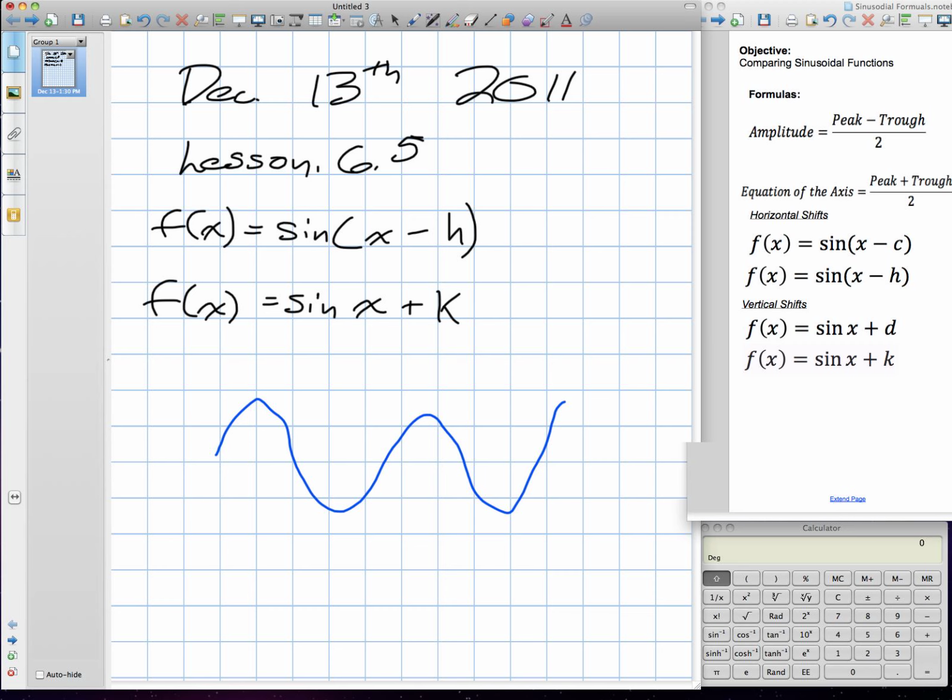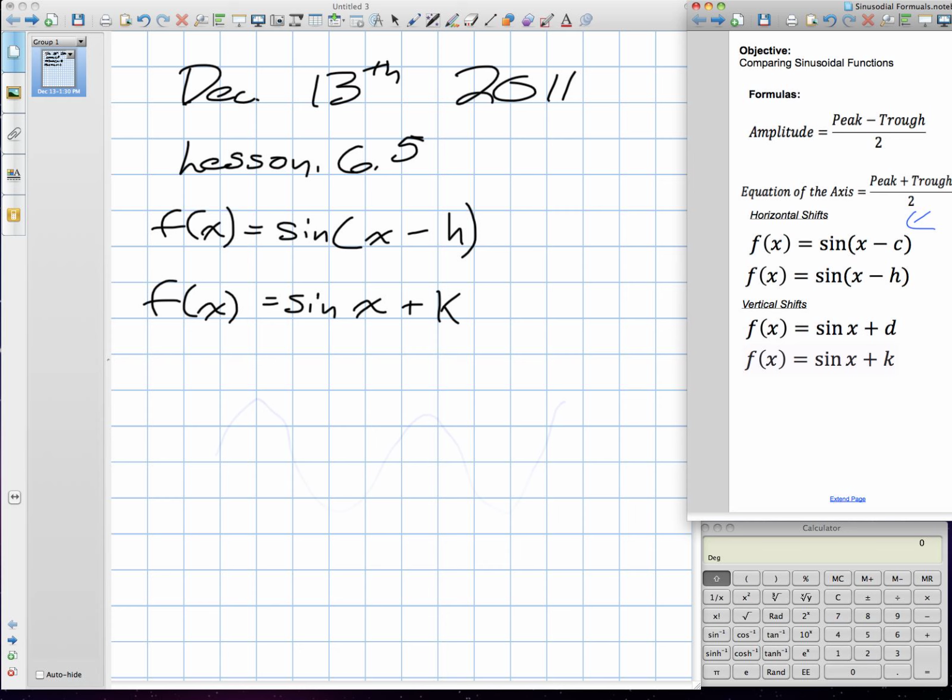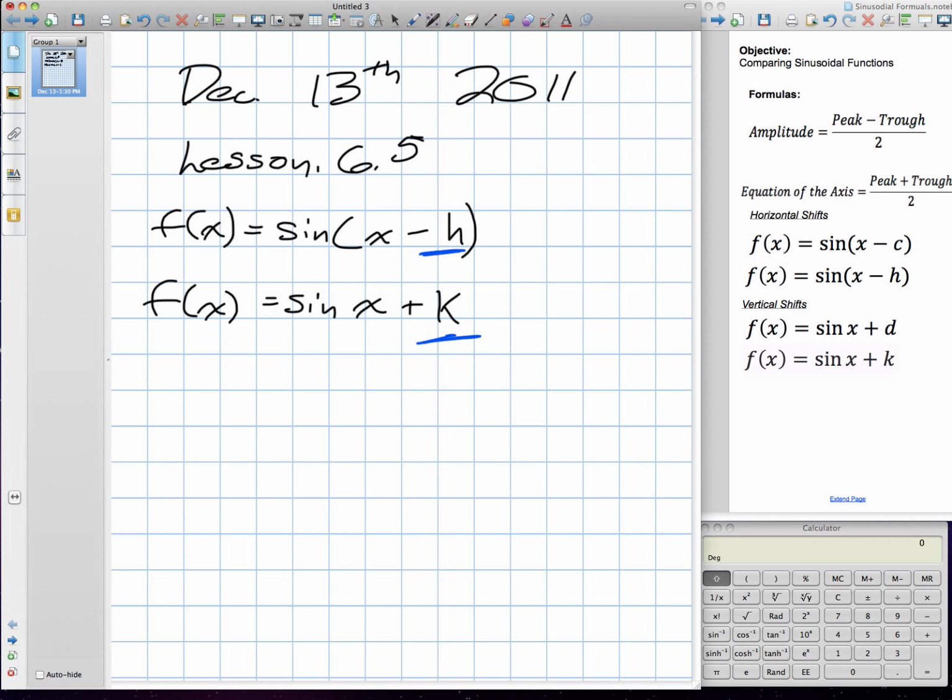Okay? Now, in your book, they've written the formulas that you need to remember as these two here. f(x) = sin(x - c) and f(x) = sin(x) + d. I wrote the exact same formula with a different variable in place of theirs, just so we can relate it back to when we transform parabolas. I want you guys to think of that. It's very, very similar. So, I've replaced the c with an h and the d with a k. Okay? And I want you guys to remember this.